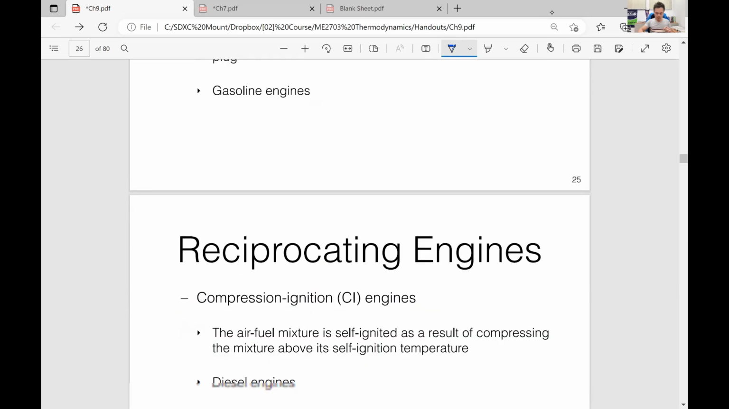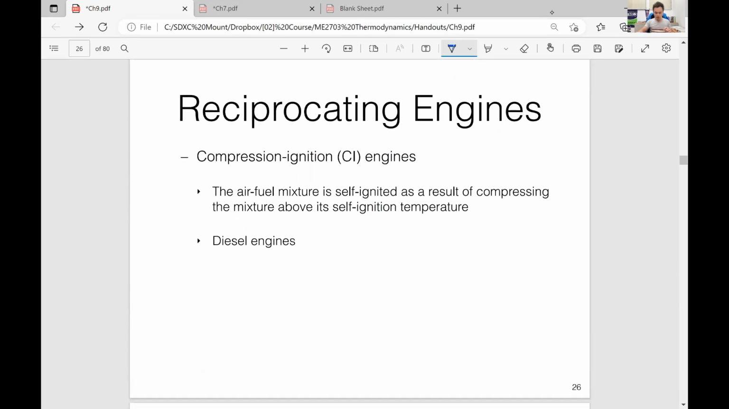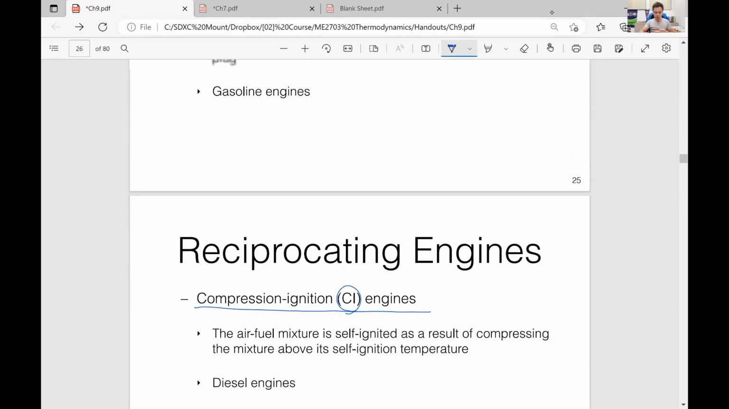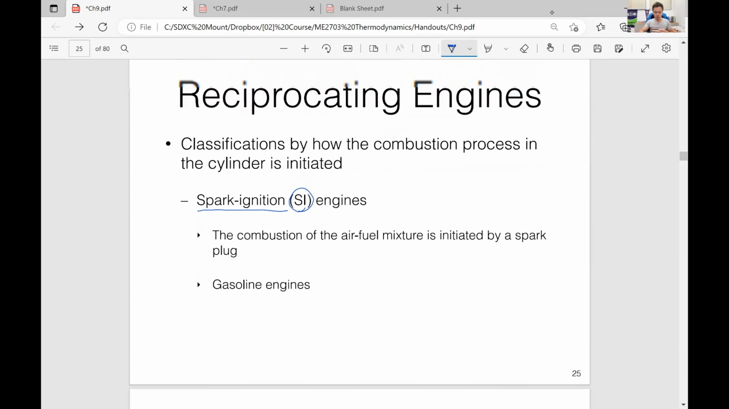Another way to initiate the combustion is by compression. So we have another engine called the compression ignition engine, or CI engine. We will talk about the SI engine and the CI engine in detail.